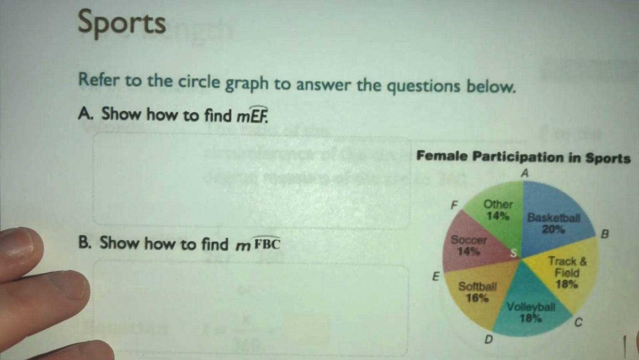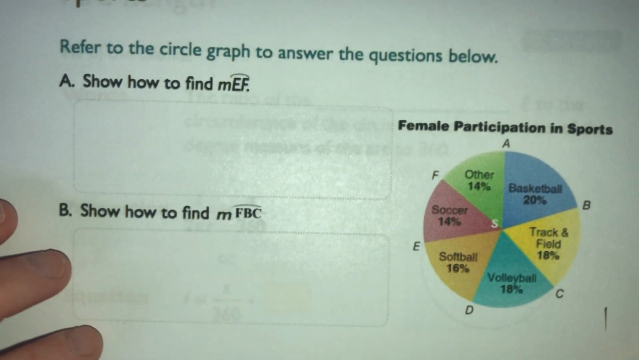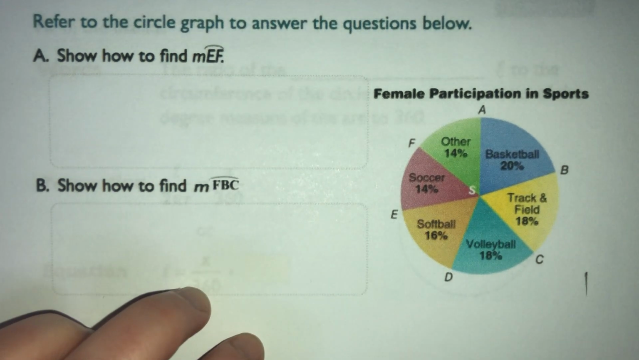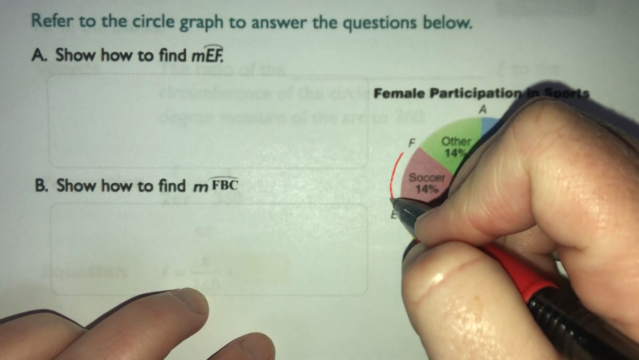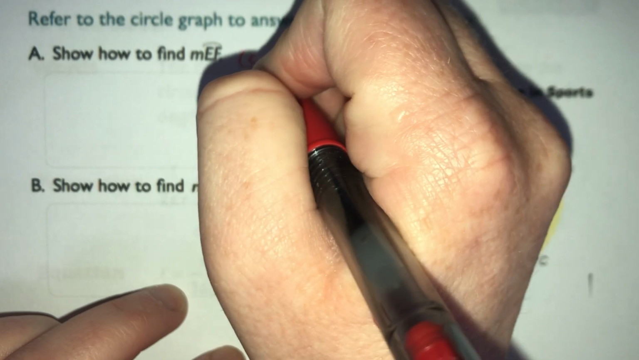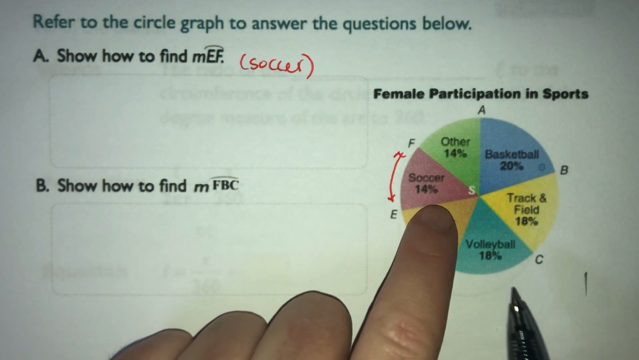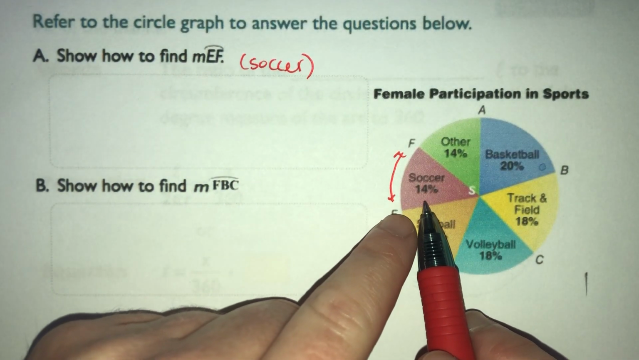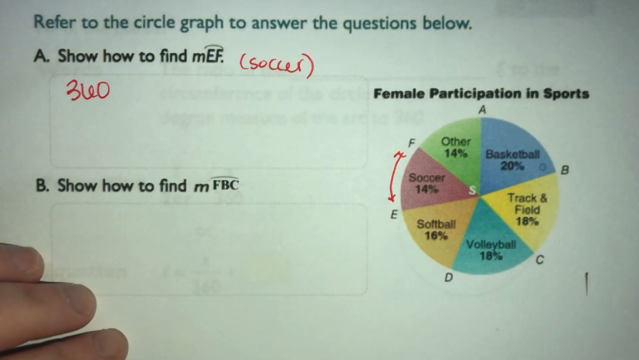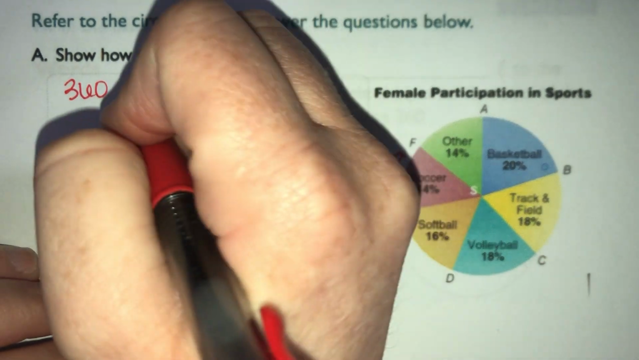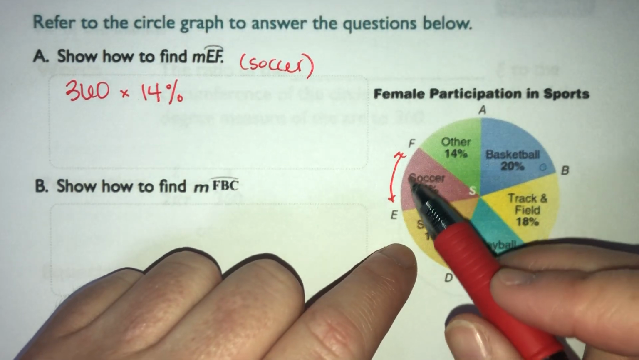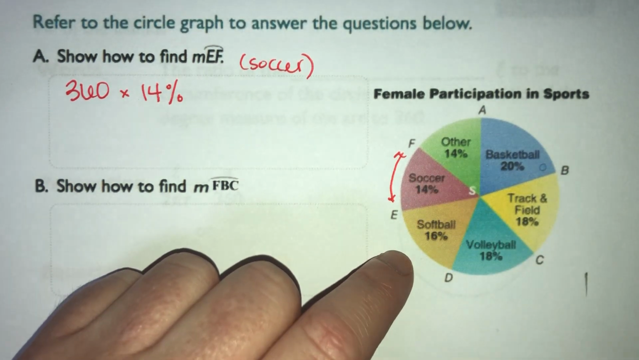Let's do another example. Sports. This is a nice colorful example. Refer to the circle graph to answer the question below. A, show how to find the measure of arc EF. That's just this guy right here. We're just looking for this little red slice, which is soccer. It tells us that this represents 14% of the entire circle. So the entire circle is 360 degrees, and we're going to multiply that times 14%. That's just going to tell us how many degrees this little portion represents.